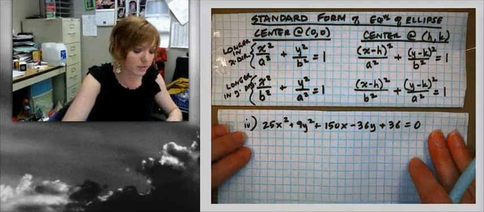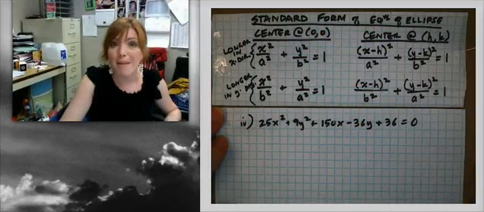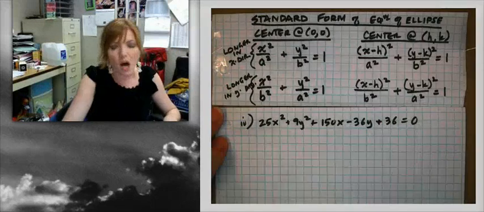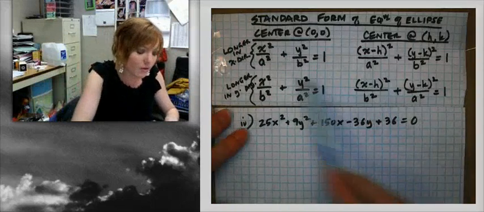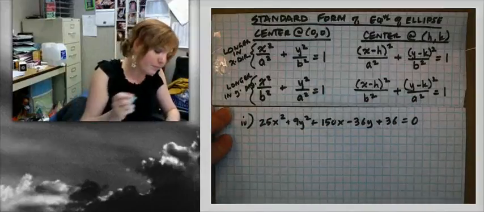This is another one of those completing the square problems. You can see, once again, we have kind of a big mess here. We have some x squared, some y squareds, x's, y's, and then numbers with nothing on them. So we, again, want to get it in this kind of a format. Okay, so here we go.